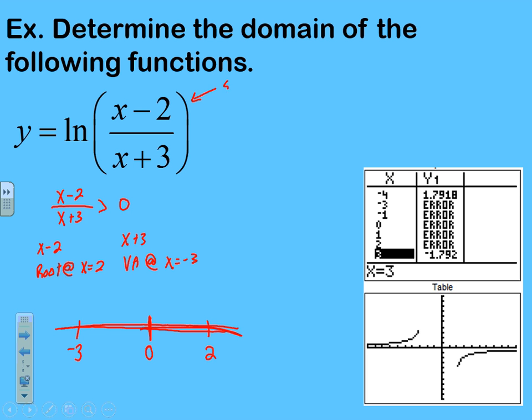So if I substitute 0 into the rational expression in the parentheses, if we get a positive number, then the domain will be between the negative 3 and the positive 2.